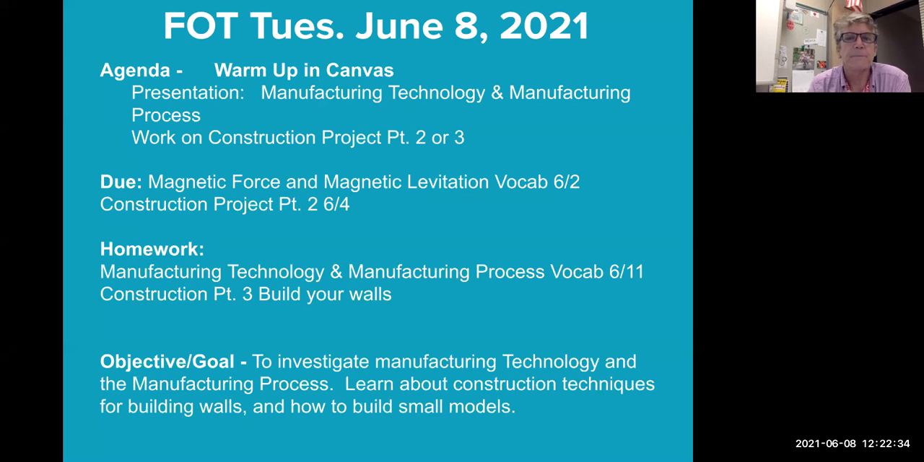Okay, I was just saying, the things that are due are your magnetic force and magnetic levitation vocab and your construction project part 2, the picking your 2 walls, how you're going to build your 2 walls. That is the easiest thing. It's worth 20 assessment points.